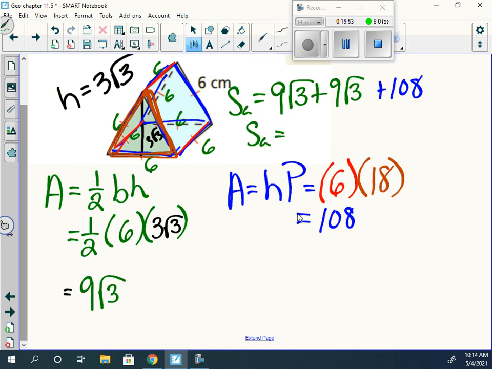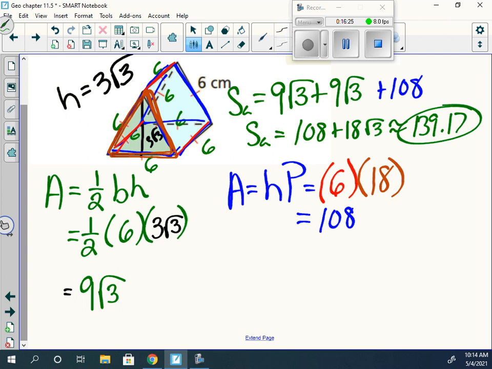So if we want to find the surface area, we add all of these three together. So we add the 9 square root of 3 plus 9 square root of 3 plus 108. And if we add all these together, we get, I think it'd probably tell you, 108 plus 18 square root of 3. Or if we convert it to a decimal, what do we get? Either one of those will work.